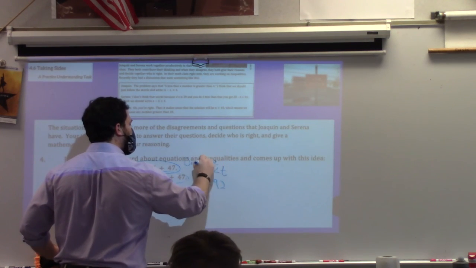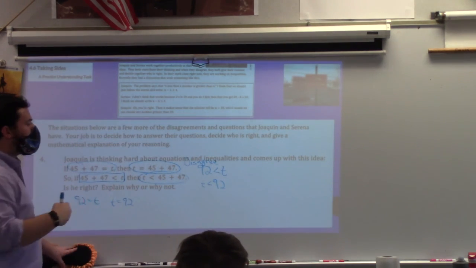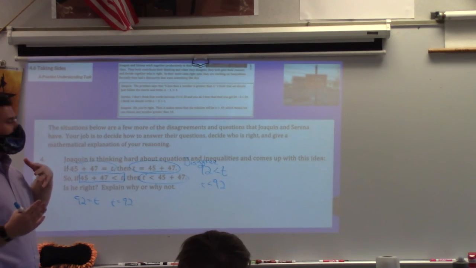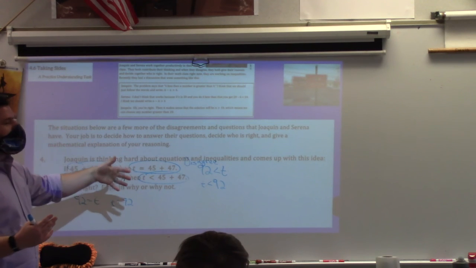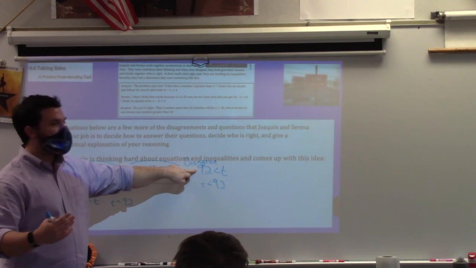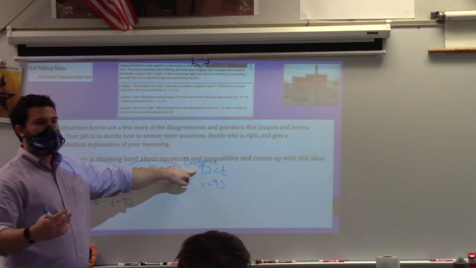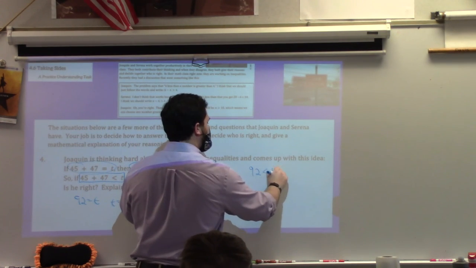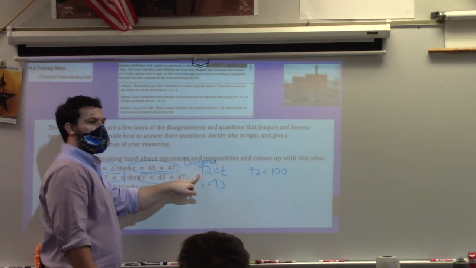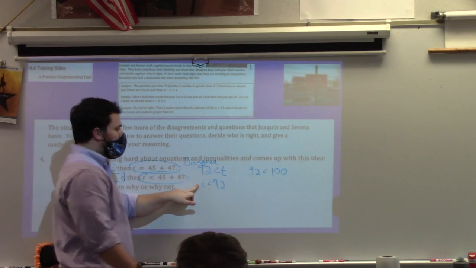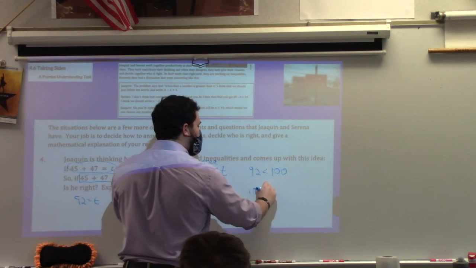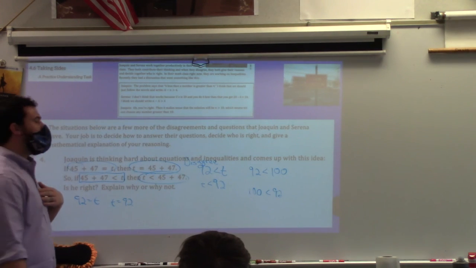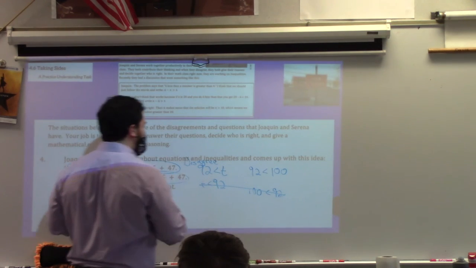Okay? And these are things that we want to pay attention to. One of the things I asked students to do in their small groups last week was say, if 92 is less than t, what is the solution to this inequality? And I think a lot of groups were coming up with something like 100. So is 92 less than 100? Yes. Here, though, is 100 less than 92? No, that's not a true statement, right? So the solutions for one are not the solutions for the other.